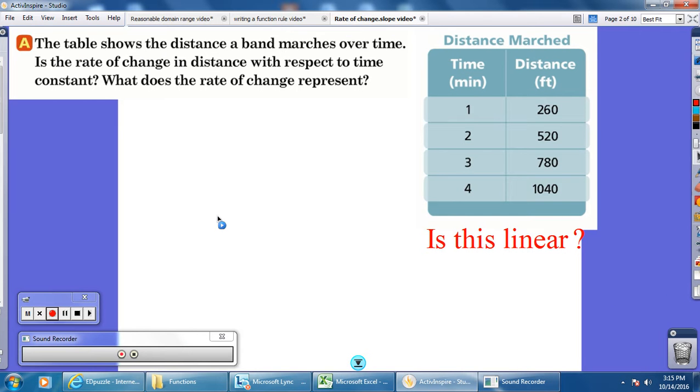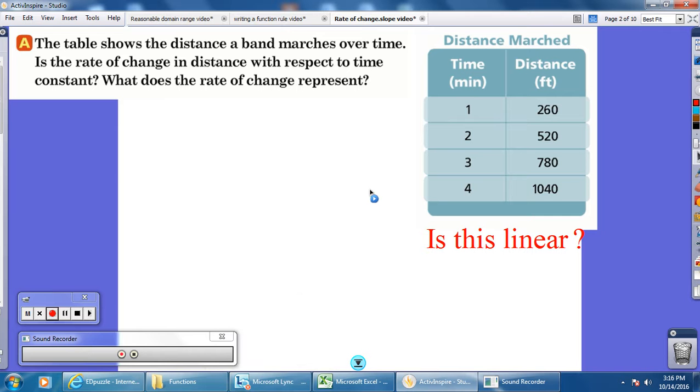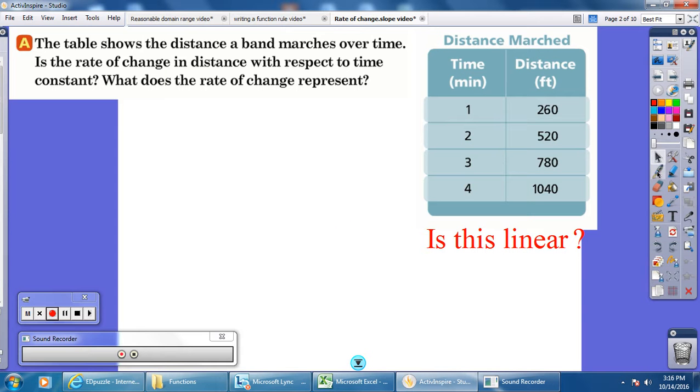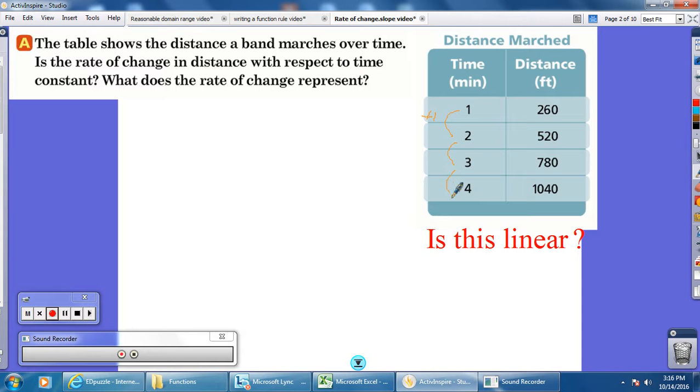We have a table, and it's talking about the time and distance, the distance that the band marches over time. Is the rate of change in distance with respect to time constant? So you guys know how to do this. You know that you have to count. From here to here, it's a +1. From here to here, from here to here, it's changing at 1. So this is constant. So now we look over here.